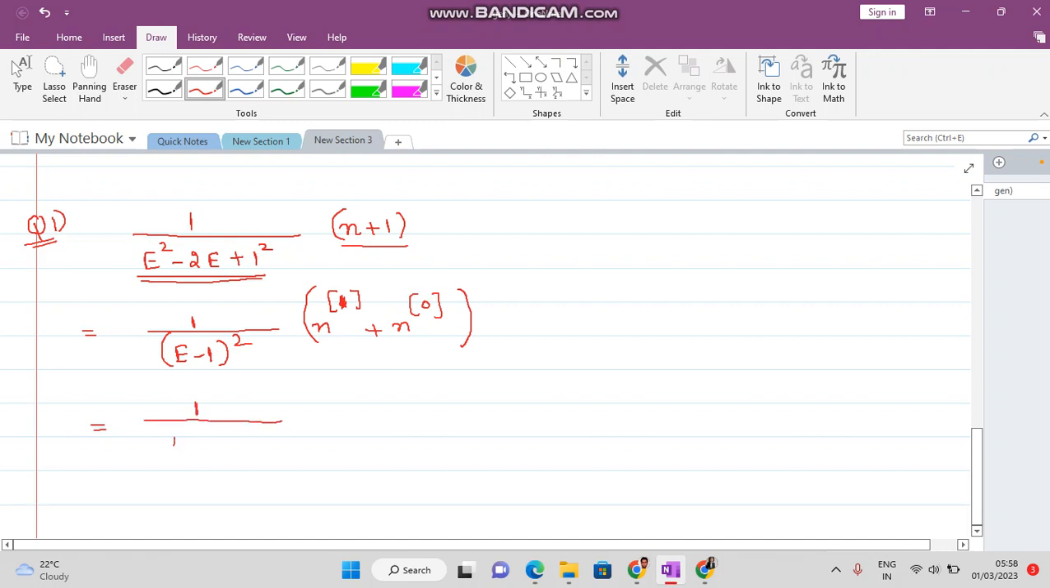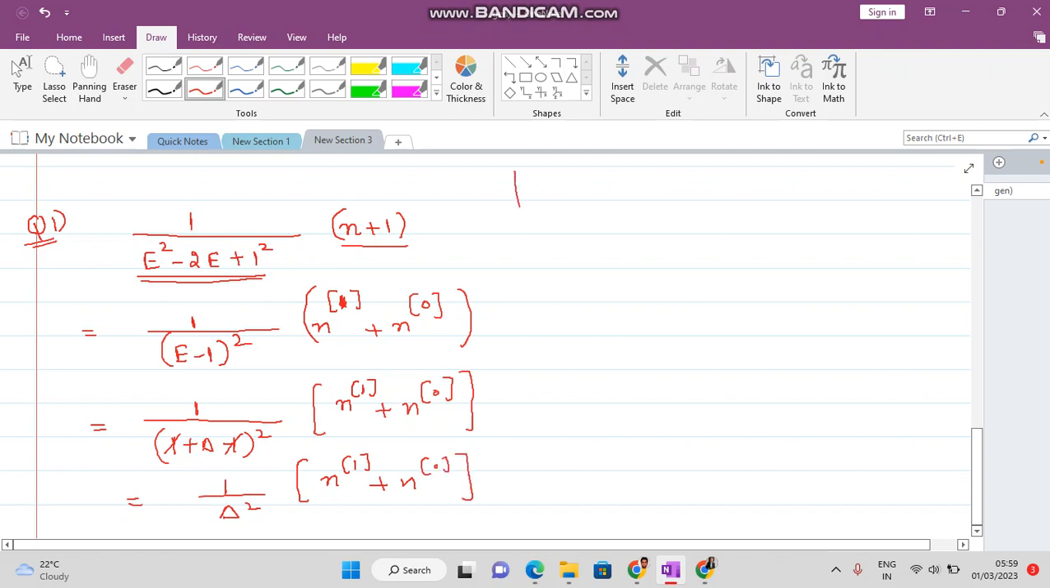Now after this, change E to delta. So it is 1 plus delta minus 1 whole square, and here you get n raised to the power 1 factorial plus n raised to the power 0 factorial. Minus 1 plus 1 cancel with each other, so here you are left with 1 by delta square times n raised to the power 1 factorial plus n raised to the power 0 factorial. Now, as delta behaves like a derivative operator when applied on a factorial polynomial, likewise 1 by delta square behaves like an integration operator. So integrate this function twice.